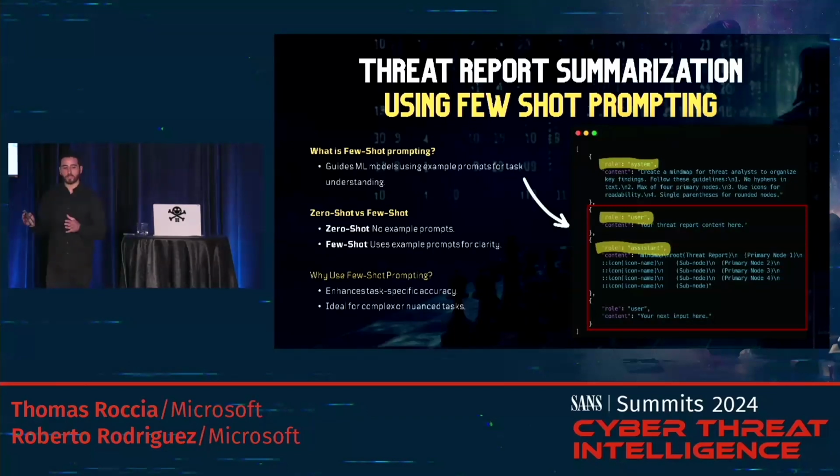So here we define the guideline, and then we are providing some few-shot examples of the output that we are expecting. In the first example, the role is the user, so this is you, and the content will be the threat report you want to summarize. And then you provide an example with the role assistant, this is the LLM, and the content that you are expecting.